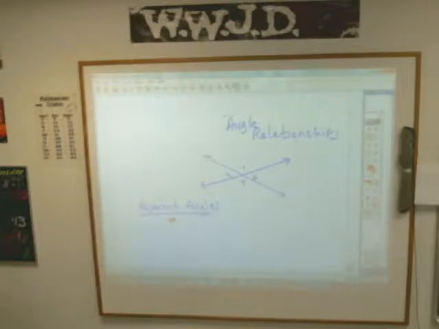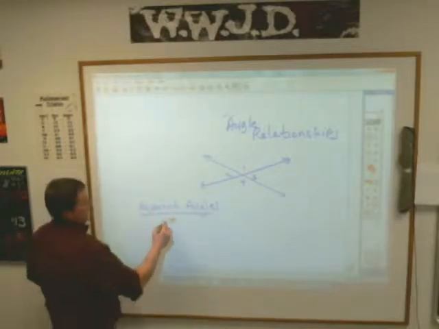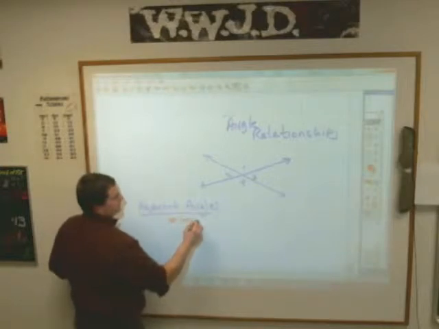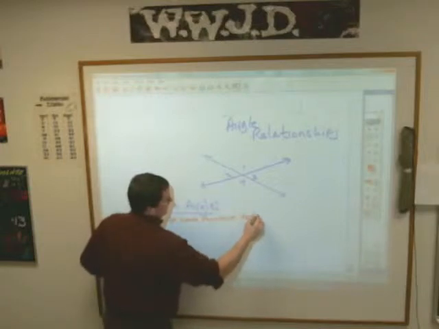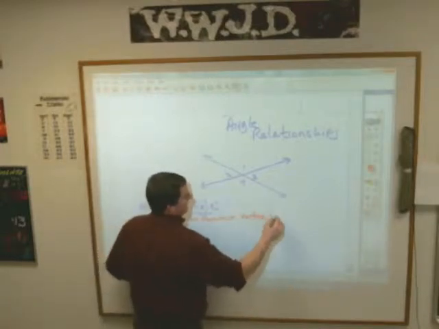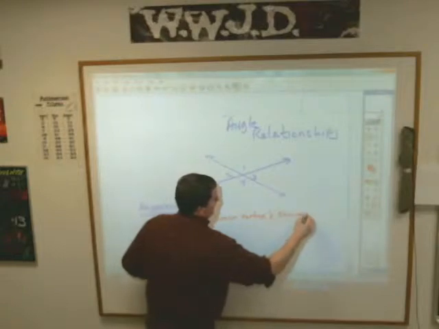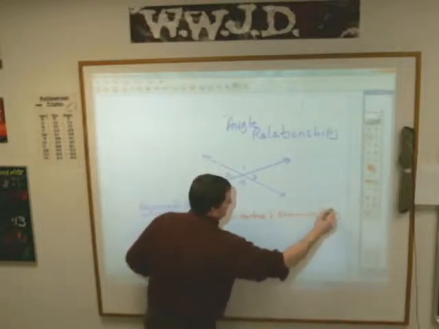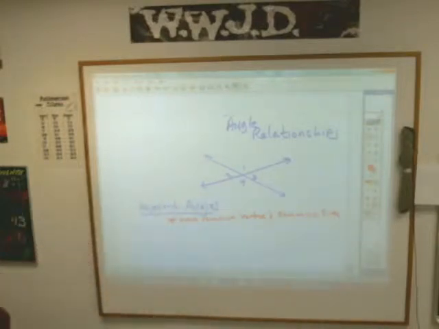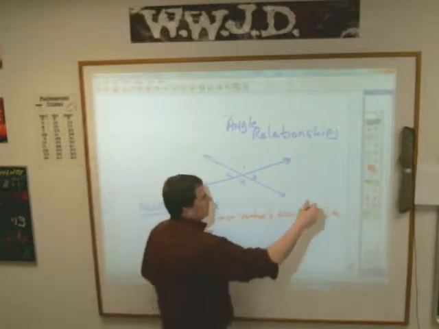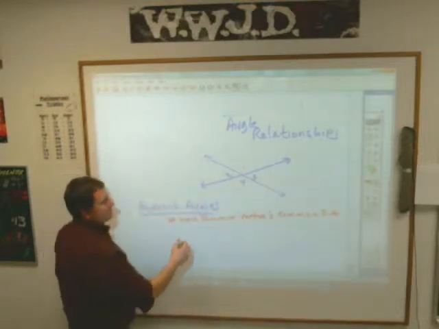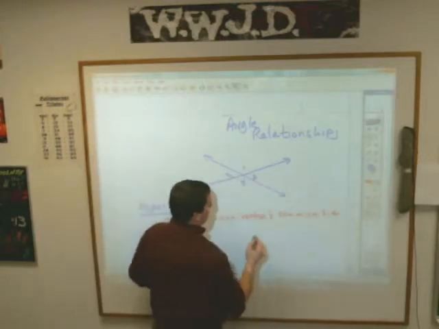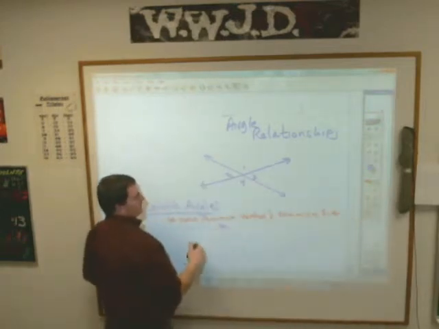Adjacent angles share a common vertex and a common side. They have a common vertex, which is the place where they come together, and a common side. They do not overlap. In other words, if you're looking at your little diagram there, I gave it to you so you can have examples. Examples of those would be adjacent angles.